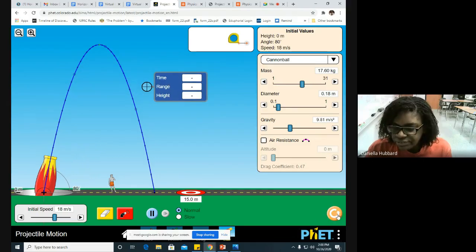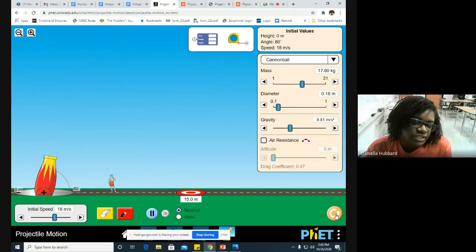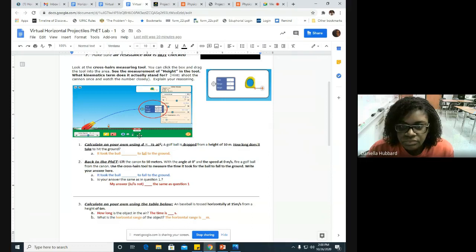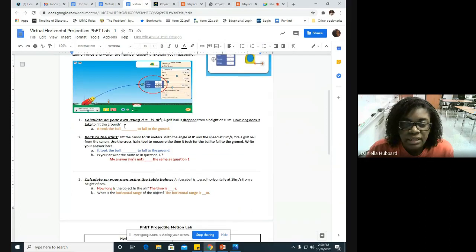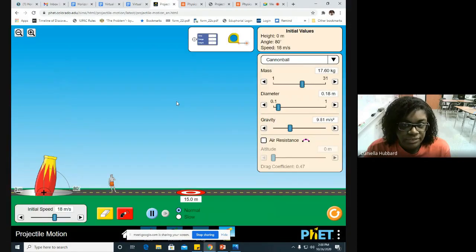This orange button right here at the lower right hand corner is to reset. And it just resets it how it is, and you can change the settings and do whatever you have to do. Okay. All right. So the way that the lab is sectioned off, the first question will call for you to calculate it on your own. Then where it says back to the PhET, that's up here. Okay, this is the PhET lab.